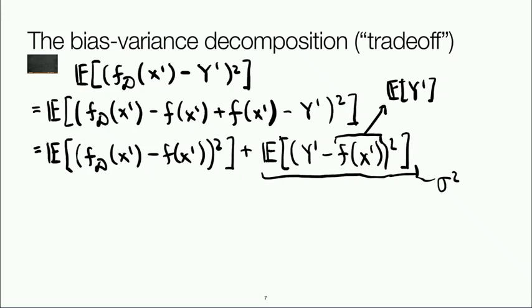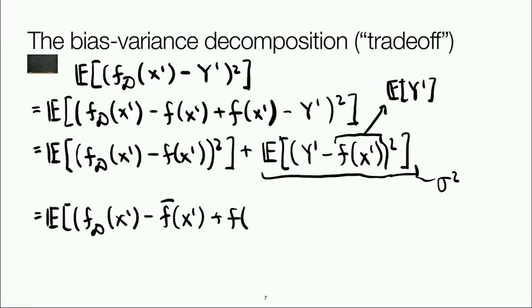But actually, I'm not done here, right? Because I still have to analyze what this thing is on the inside. And, you know, in continuing our line of amazing mathematical insight, we're just going to add and subtract another thing from this expression. And what we're going to add and subtract is this f bar that I defined previously. Okay. Don't forget the sigma squared at the end that we've already worked out. Okay?